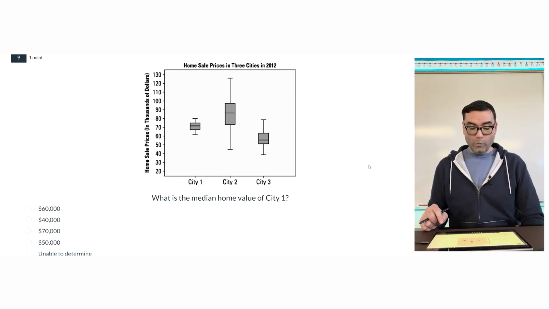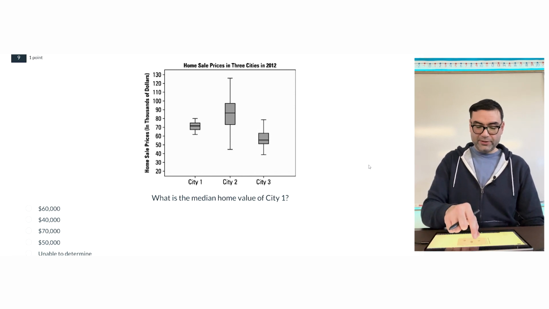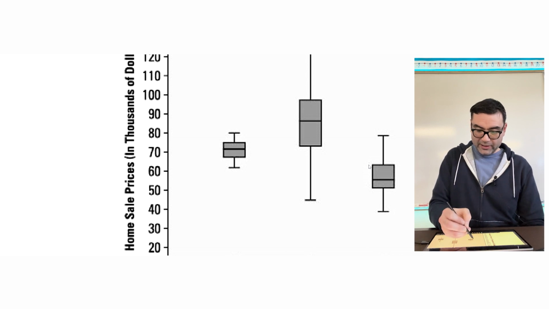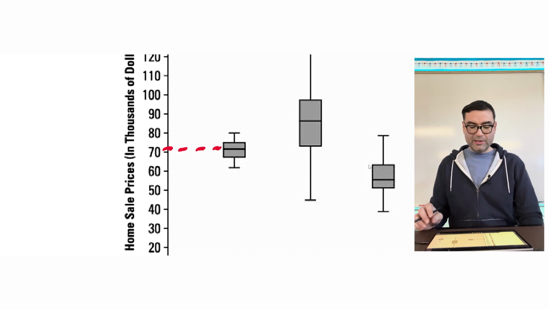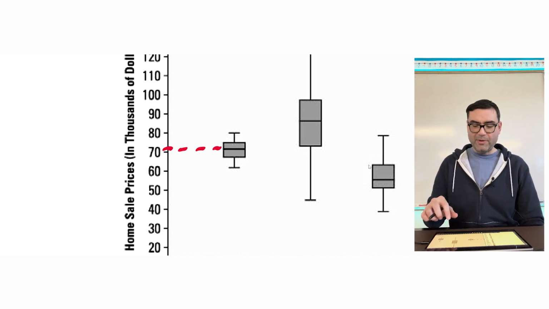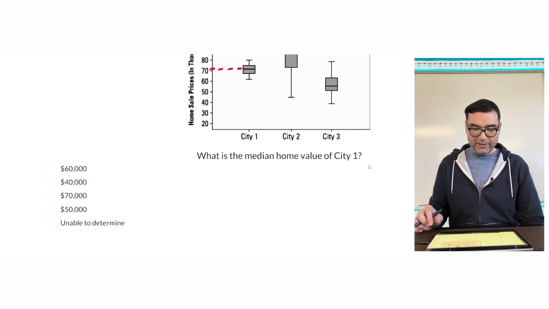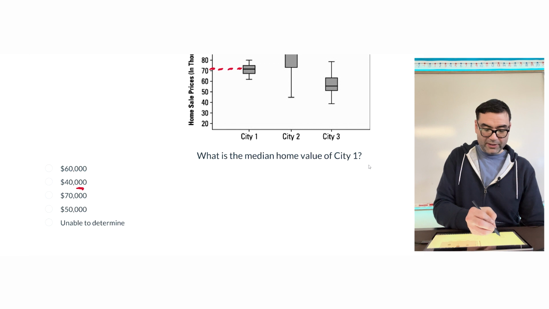Number 9 asks, what is the median home value of city 1? So I'll zoom in here. City 1 looks like the median, which is that line that goes through the middle of the box, would land somewhere around 70, very close to 70, maybe a little bit above. According to my estimates here, it makes the most sense to choose C, $70,000.